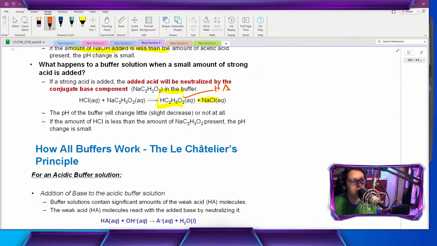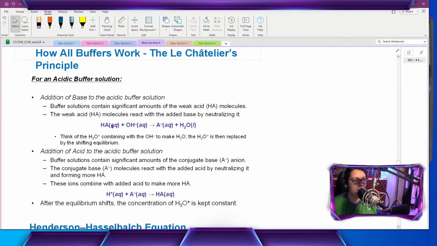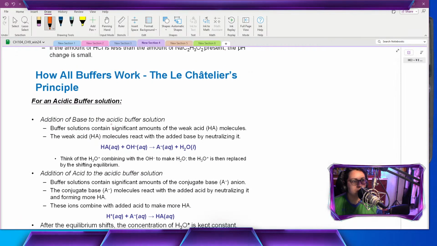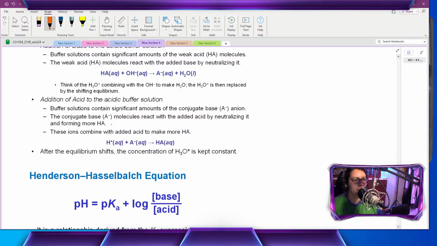And I mean, increase acidity, so numerically the pH goes down. And so that's kind of this text here. So again, we're saying we added some base to our acidic buffer, it neutralized it, and then we shift equilibrium. And then it just kind of repeats that scenario.